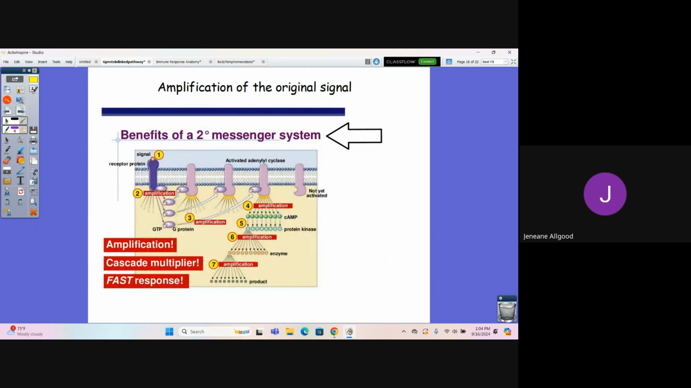All right, so we talked about this being the amplification of the original signal. This is also showing you that one adenylyl cyclase can activate multiple cyclic AMPs. Each cyclic AMP typically only activates one protein kinase, so that's why I think this was 20 and that was 20. But then each protein kinase can activate multiple phosphorylase kinases, and each phosphorylase kinase can activate multiple glycogen phosphorylases, which we know break down glycogen to glucose.